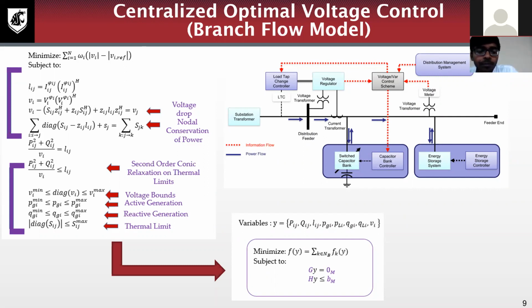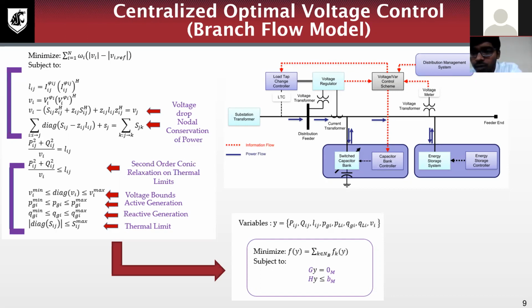Then we can move towards dual problems, like we can convert it to a dual problem and then solve it. If you see in this diagram, what happens in the real physical field is that we have capacitor banks, energy storage systems, tap changers and voltage regulators. What I mean by centralized voltage control is that the DMS, or the distribution management system, is responsible for maintaining voltage throughout the feeder, right?